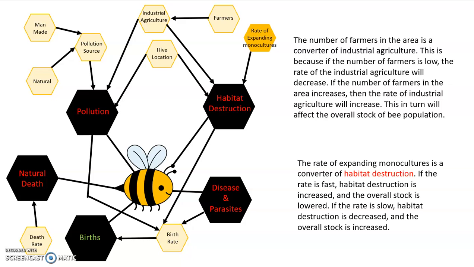The rate of expanding monocultures is a converter of habitat destruction. If the rate is fast, habitat destruction is increased and the overall stock is lowered. If the rate is slow, habitat destruction is decreased and the overall stock is increased.